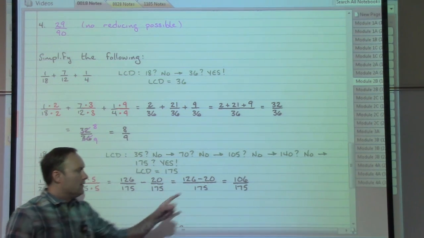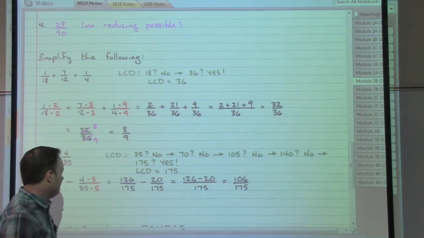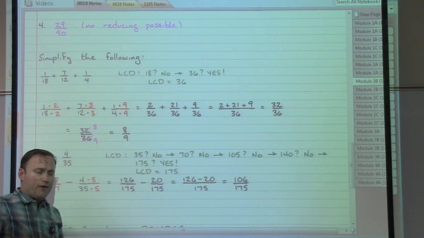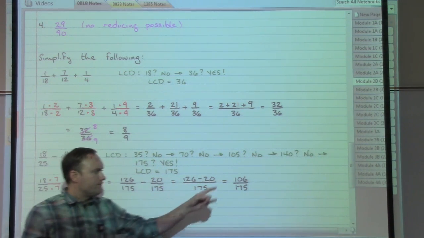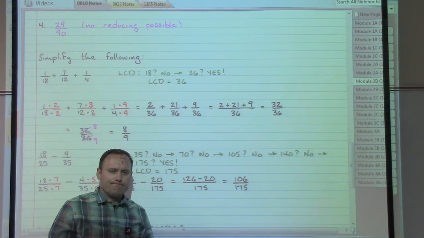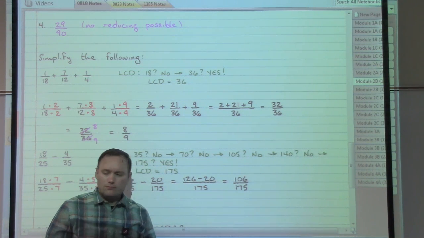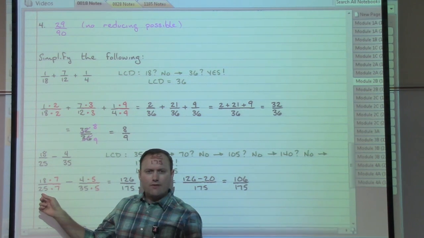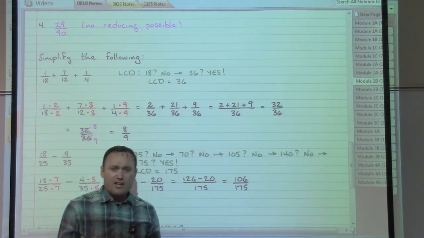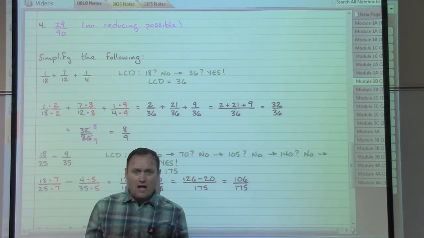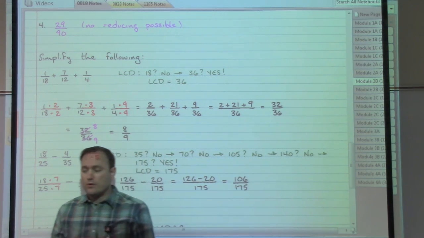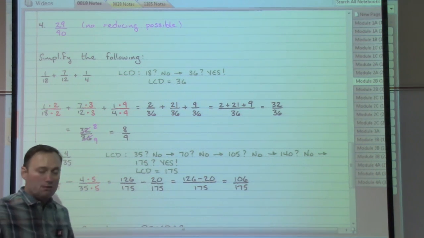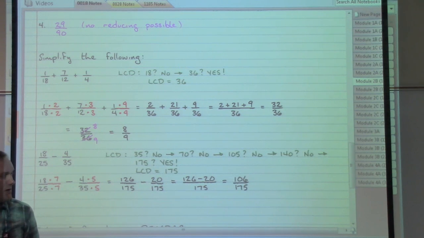5 does not go into 106. 35 can be broken apart as a 5 times 7. I know the 5 won't work, but what about the 7? Does 7 go into 106? Nope. Those are the only possibilities that I have. 7, 5, another 5. That's all I can try. Nothing else is going to work with the 175. And since none of that worked with the 106 on top, we're done. That's the final answer. That is the best we can do. There's no other reducing to worry about.